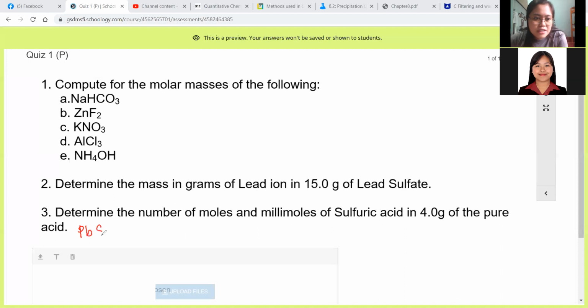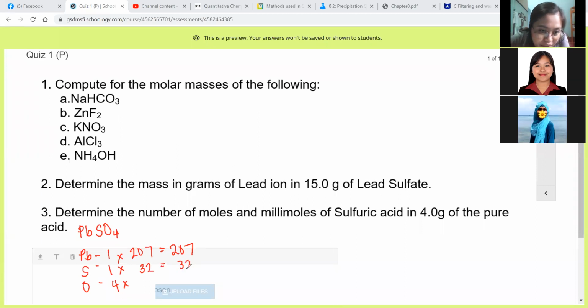So lead sulfate is PbSO4. So Pb, S and oxygen. 207 ang lead. Tama? Yes, ma'am. It's 207. And sulfur, 32. Pila? 32, ma'am. And oxygen is 16, times 4 is 64. So all in all, 303 grams per mole. Okay, 303 grams per mole.